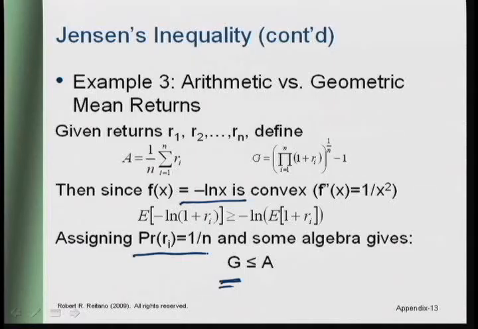And using the same calculation, a generalized arithmetic and a generalized geometric mean satisfy the same property. By generalized, I mean instead of putting the same weight on each return, I can put any set of positive weights that add up to 1, and I'll get the same generalized arithmetic-geometric inequality.